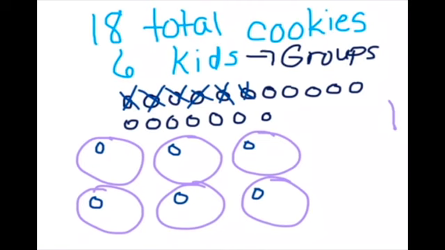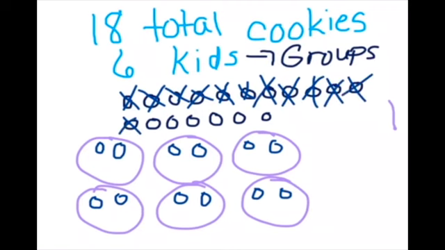And now I can give each person or each kid another cookie. So there's the second cookie, second cookie, second cookie, second, and second. Okay, now each kid has 2 cookies. So how many more did I add? I just added 6 more. So let's cross out 6 more. 1, 2, 3, 4, 5, 6.